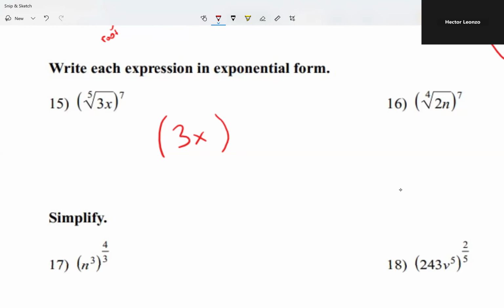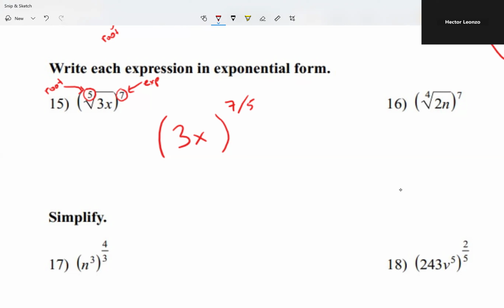Then as an exponent, I'm going to use this 7 and this 5. The number that I see as an exponent is going to go on my top part of the fraction. The number that I see as a root is going to go at the bottom of my fraction. So I'm going to write an exponent, and I'm going to write exponent over root. So let me write this as 7 over 5.